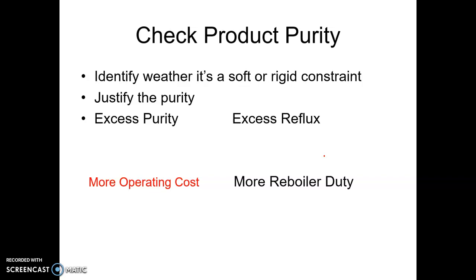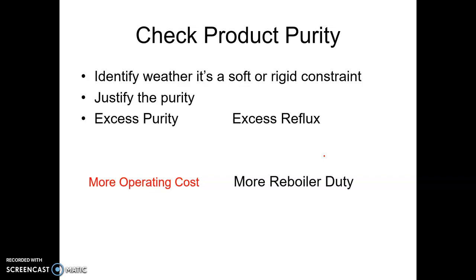So if you provide excess purity, how does excess purity come for a given designed column? For a given number of stages and with all other conditions remaining the same, you can only get excess purity by providing excess reflux.